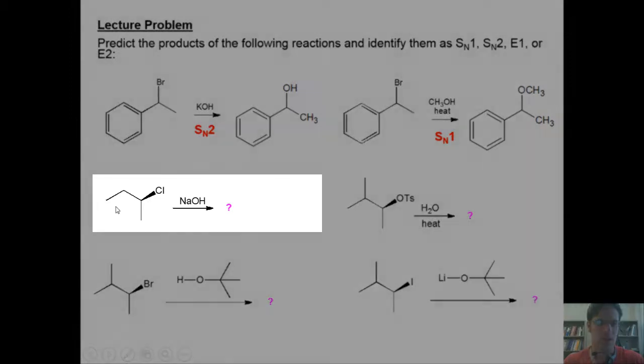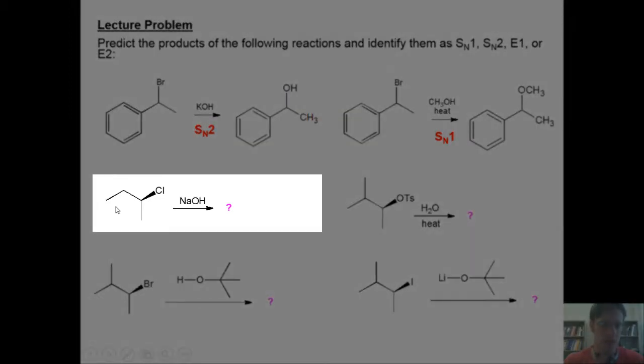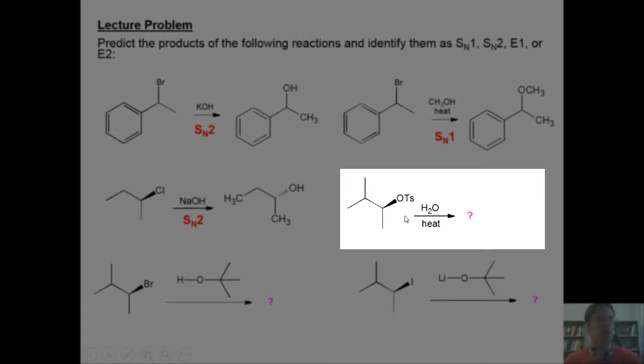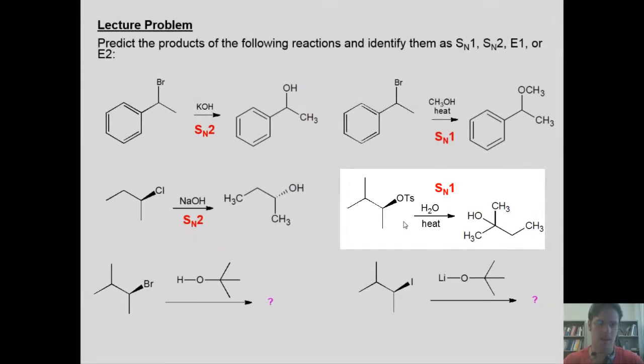The molecule down here, treated with sodium hydroxide, will undergo an SN2 reaction to give this as its major product. The molecule over here, where OTs is a tosylate group, all that is a good leaving group, treated with water and heat, is going to undergo an SN1 reaction to yield this product here.